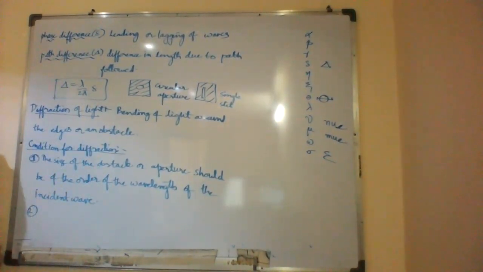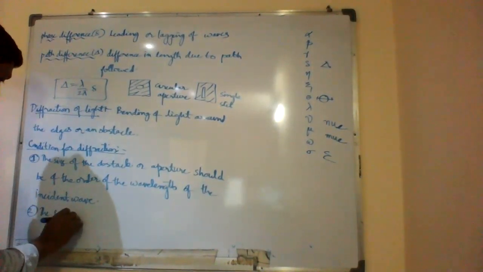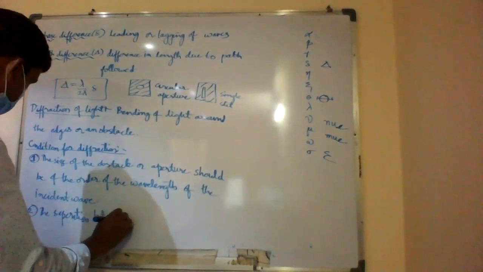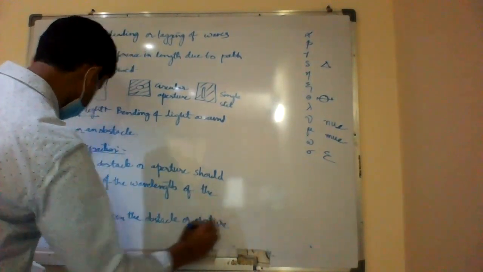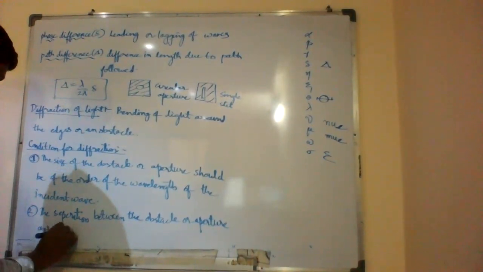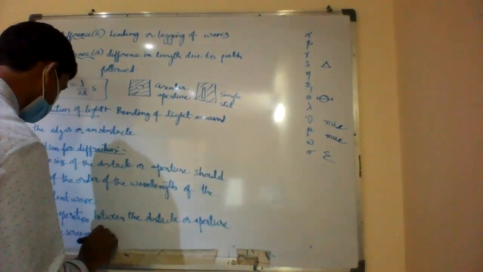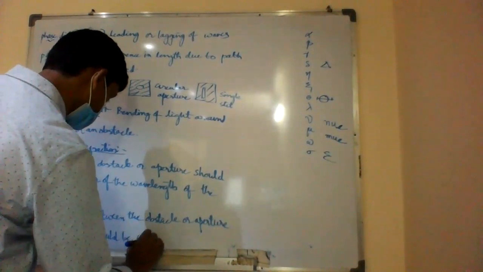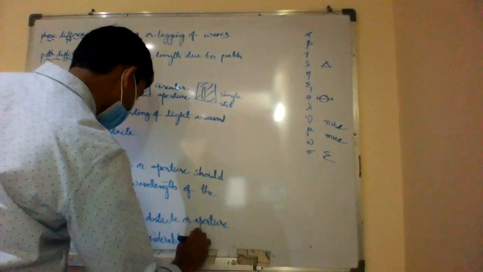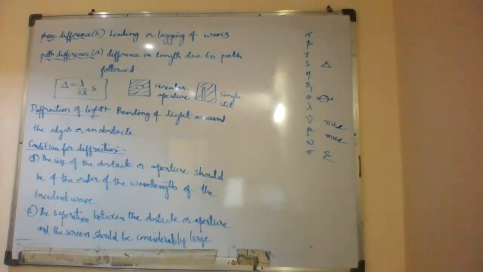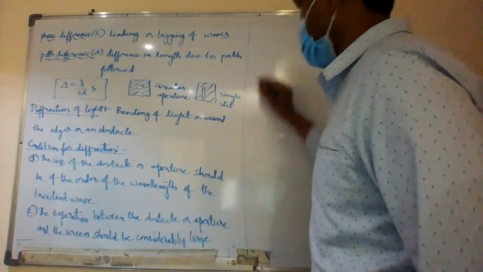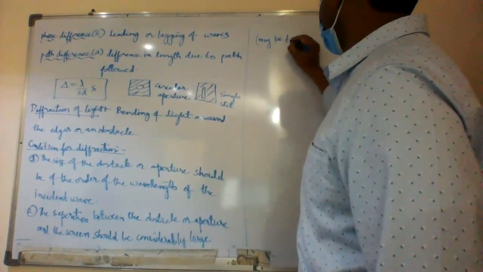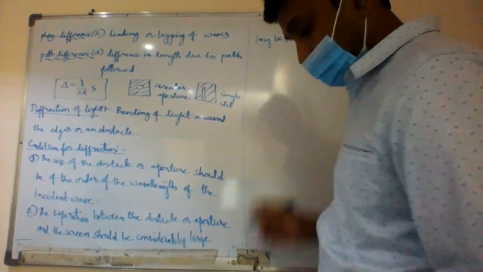The second one is the separation between the obstacle or aperture and the screen should be considerably large. Maybe a few thousand times the size of the obstacle. Okay, maybe I write that. Maybe a few thousands than the size of the obstacle.